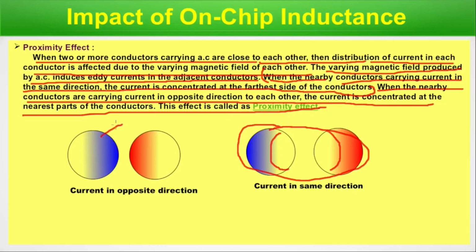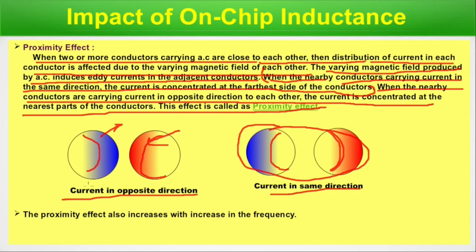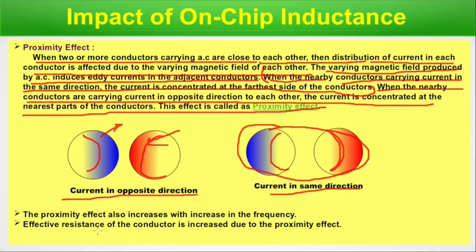So for opposite directions, suppose current is flowing in this direction and coming back in this direction. These are close, and the current is concentrated at the nearest sides, close to each other. Current is flowing in opposite directions, so it is concentrated here in the nearest part. And when the current is flowing in both conductors in the same direction, the current is concentrated on the farthest side. This is proximity effect. The proximity effect also increases with an increase in frequency, and the effective resistance of the conductor is increased due to proximity effect. So we are done with this slide. Now we are moving to the next slide.